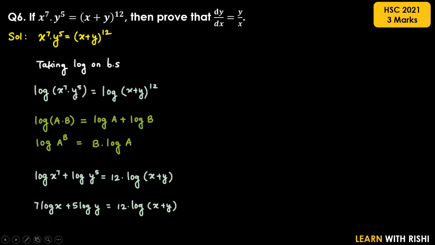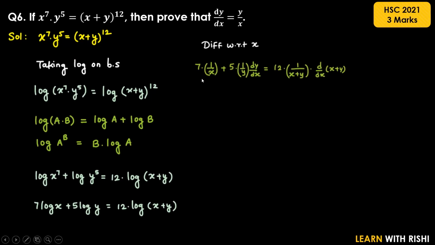So here log of a into b will be log of x raised to 7 plus log of y raised to 5 is equal to 12 log x plus y. Again here we'll apply the property log of a raised to b: 7 log x plus 5 log y is equal to 12 into log of x plus y. Now this we have simplified. Now we'll differentiate it with respect to x as we have to find dy by dx.